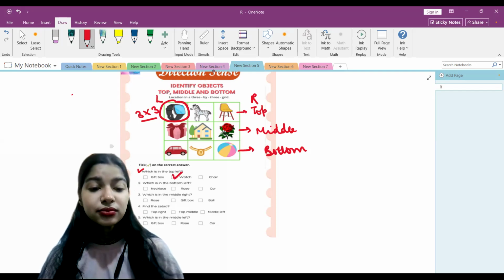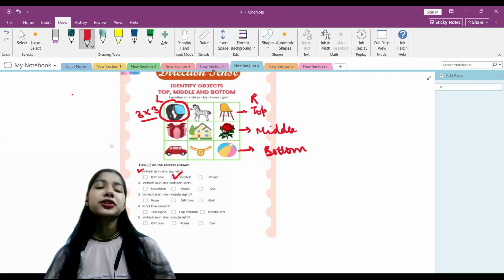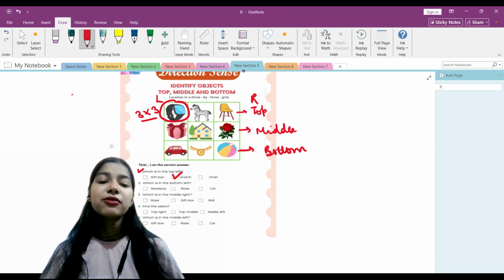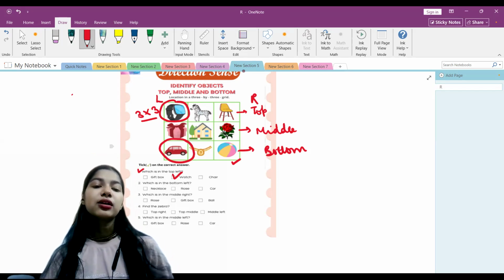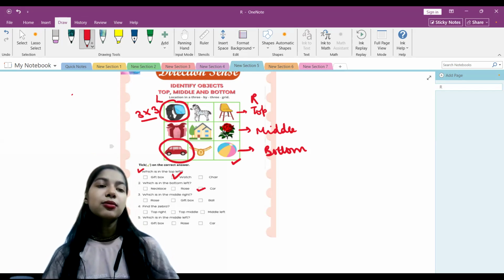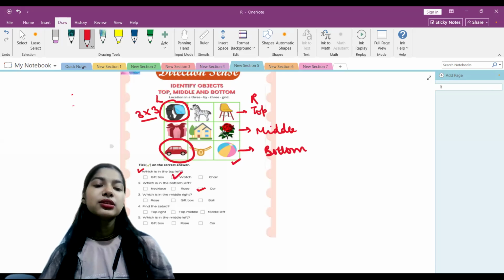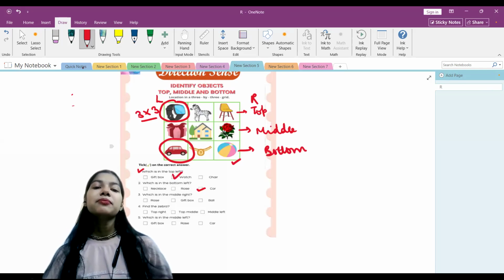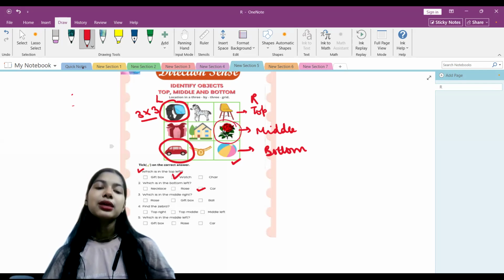Okay. Now if we are going to talk about bottom left, this is our bottom column. And left is the side, so bottom left is having a card, right? Which is in the middle, right? So this is our middle. This is the right hand side. So this is our middle, right? That's a rose.